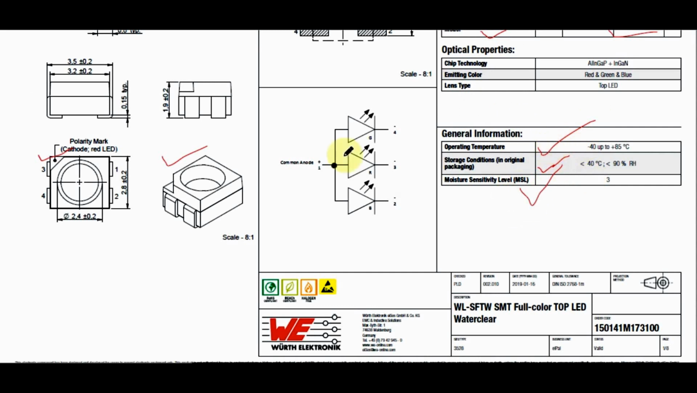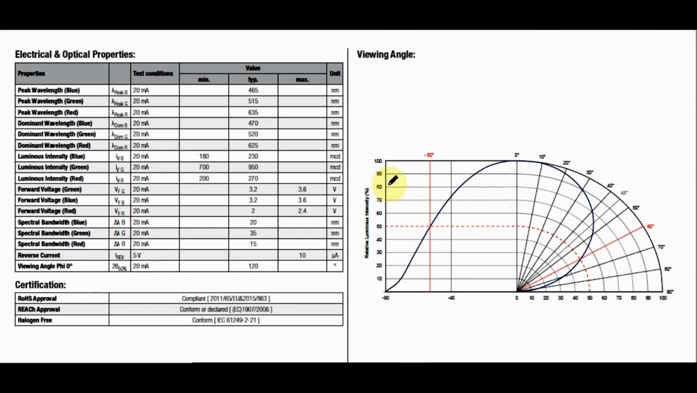So let's have a look at the symbol. This is a common anode configuration. Pin number 1 is anode, pin number 2 is blue LED cathode, pin number 3 is red LED cathode, pin number 4 is green LED cathode. Okay, so let's move ahead.